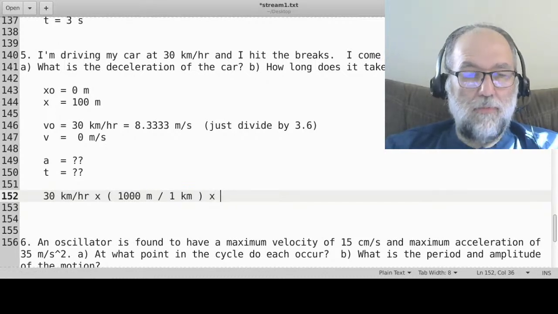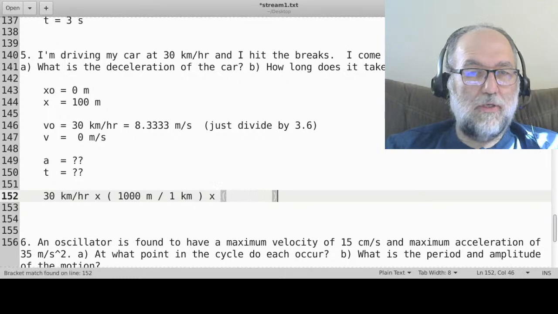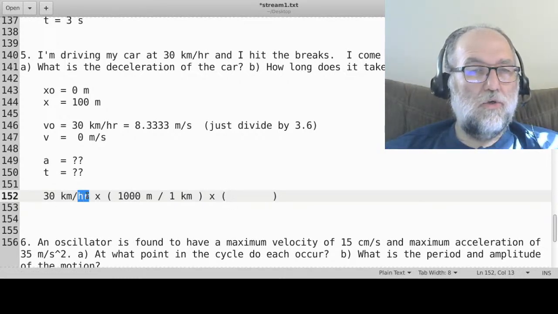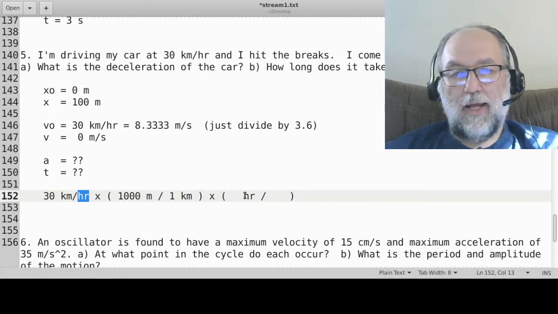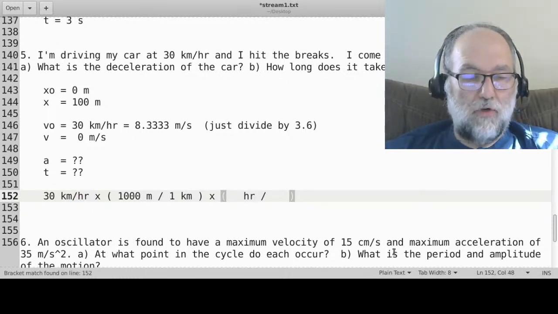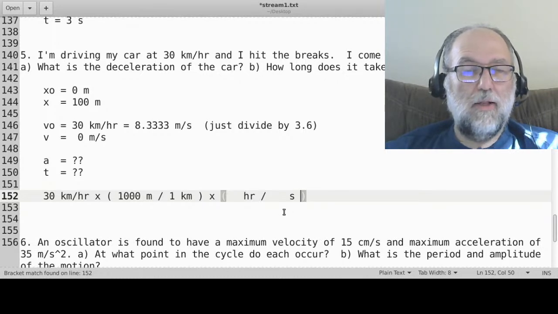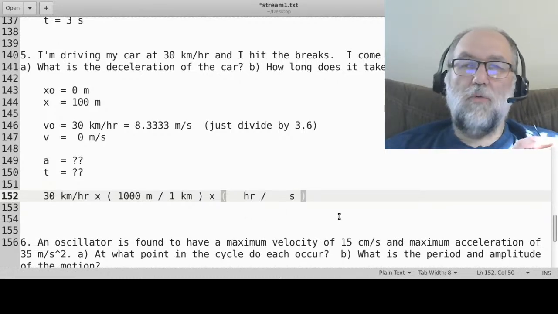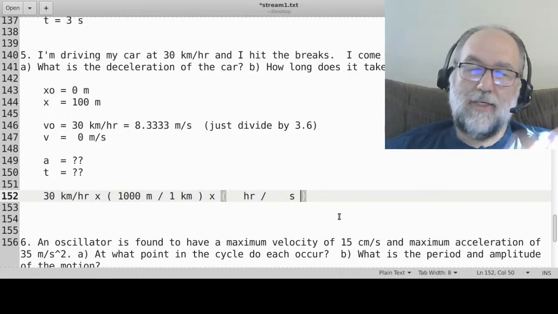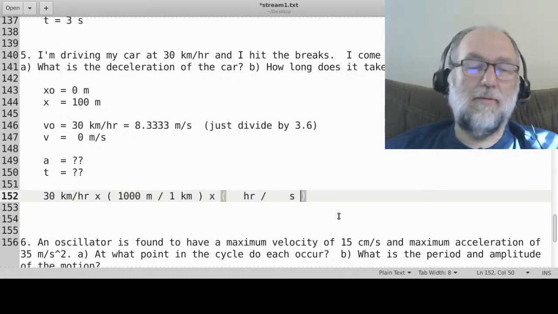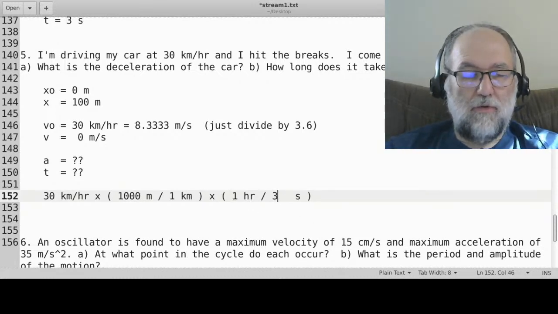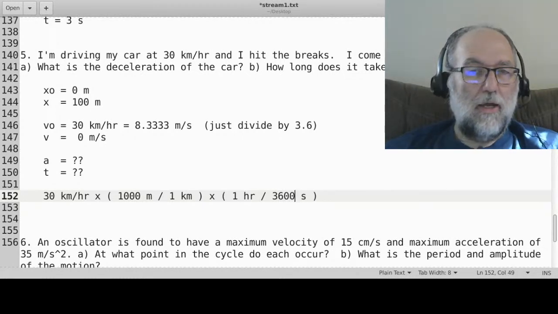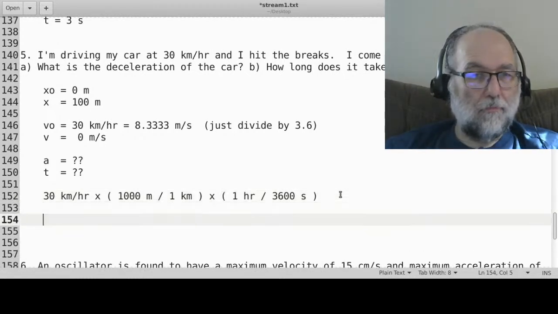But we're not done. We also have these hours. Now the hours are in the denominator, so we'll put them in the numerator over here so that they cancel. You see the hours in the denominator here cancel the hours in the numerator there. And we want to convert to seconds, so we'll put the seconds in the denominator. You know there are 60 minutes in an hour and 60 seconds in a minute, and if you do 60 times 60, you find that 1 hour is the same as 3,600 seconds. Now the units will cancel out.